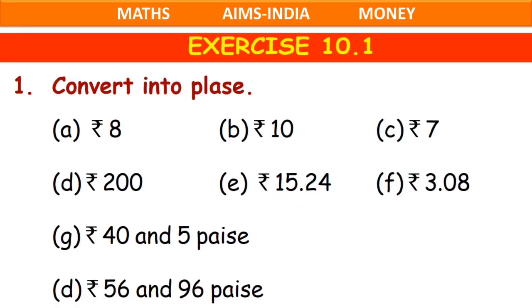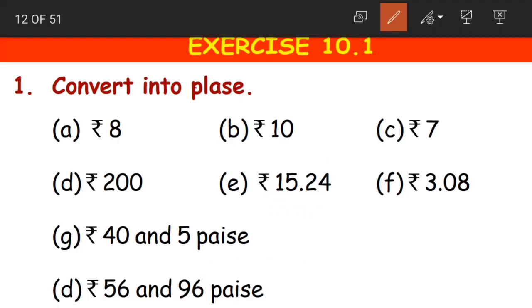What did we learn? Let us look at the exercise now. Convert the following into paise. Yes children, how will we convert the following? Let us take the first question. 8 rupees. So we have to multiply it with 100. It will give us 800 paise. Whatever rupees we are having, we have to multiply it with 100.